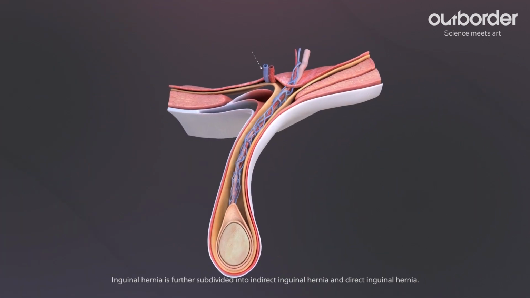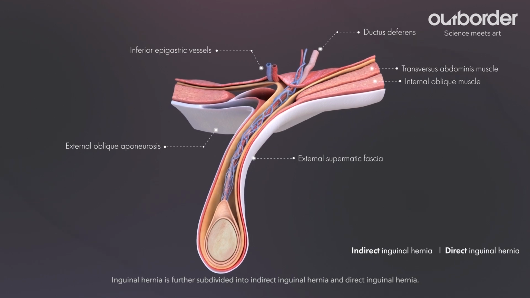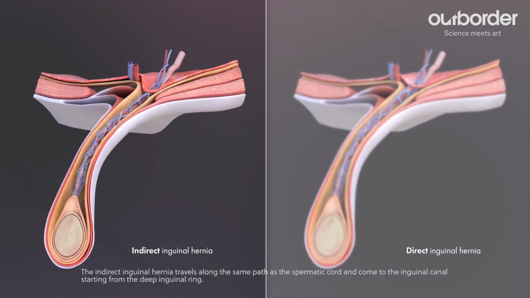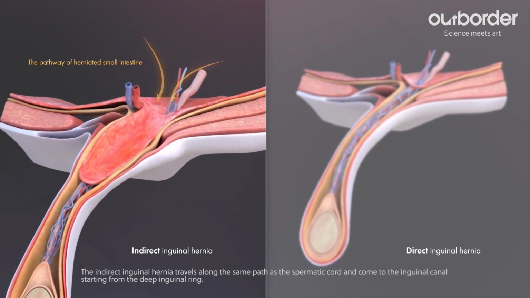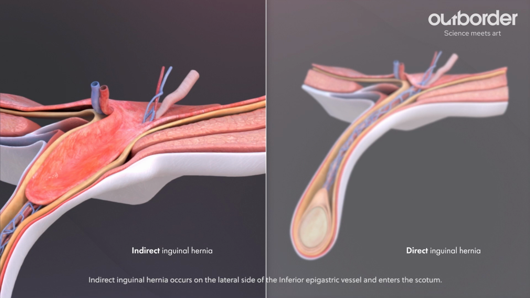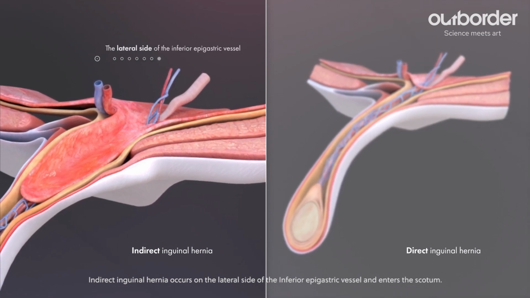Inguinal hernia is further subdivided into indirect inguinal hernia and direct inguinal hernia. The indirect inguinal hernia travels along the same path as the spermatic cord and comes to the inguinal canal starting from the deep inguinal ring. Indirect inguinal hernia occurs on the lateral side of the inferior epigastric vessel and enters the scrotum.